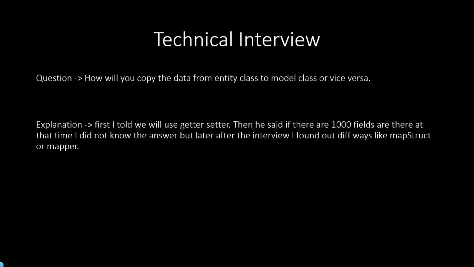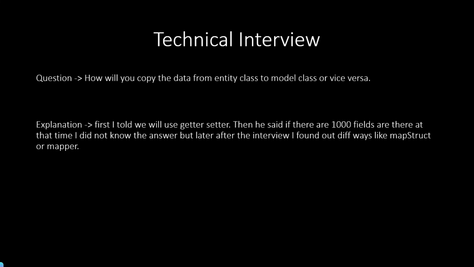And then the next question was, how will you copy the data from an entity class to a model class or vice versa? Suppose we are hitting the DB, getting the data into the entity class, and now we want to transfer it to the model class. So this was the question. I told them we can use getters and setters. Then the interviewer said, suppose there are 1,000 fields. Getters and setters are good if you have 4 to 5 or 6 fields, but with 1,000 fields it will be a nightmare. It's not a good decision to use getters and setters, right?